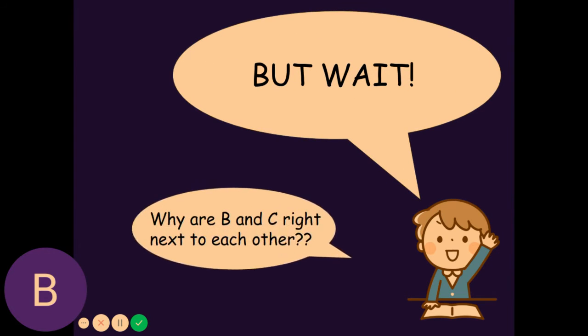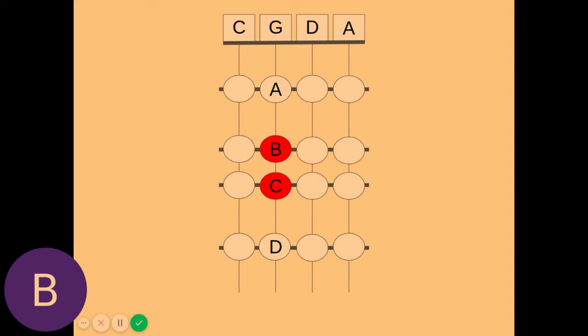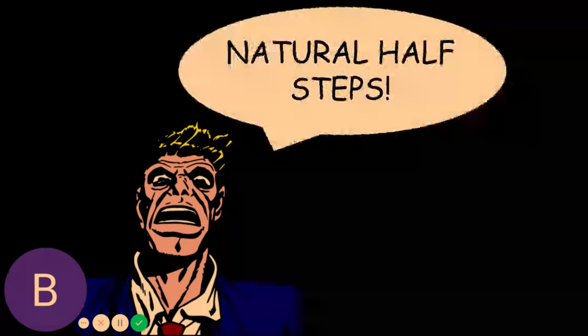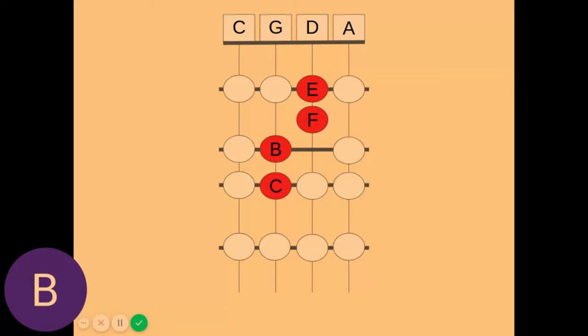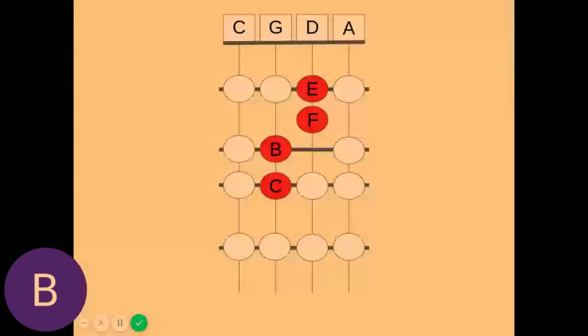But wait, why are B and C right next to each other? Because they're natural half steps. Wait, that sounds familiar. It's like we've talked about that recently or something. Oh, that's right. From the first slide 60 seconds ago. Okay, now I remember. Anyway, so our two pairs are B and C and E and F.